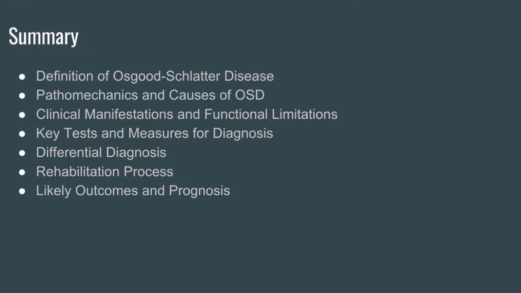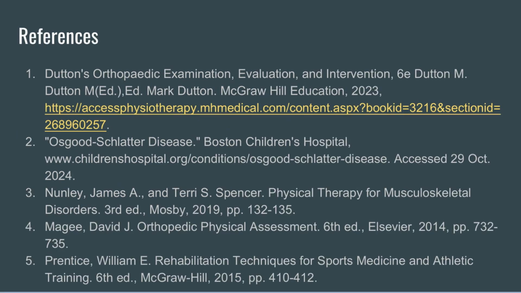So in summary, we went over the definition of Osgood-Schlatter's disease, the pathomechanics and causes of OSD, clinical manifestations and functional limitations, the key tests and measures for diagnosis, the differential diagnosis and how the other pathologies will present very closely to it, the rehab process and the likely outcomes and prognosis. So these are my references. Does anyone have any questions?